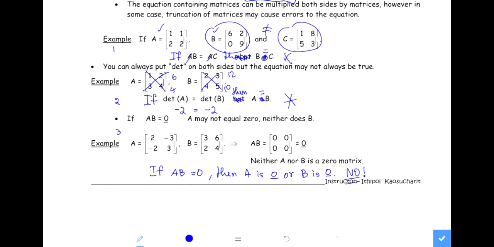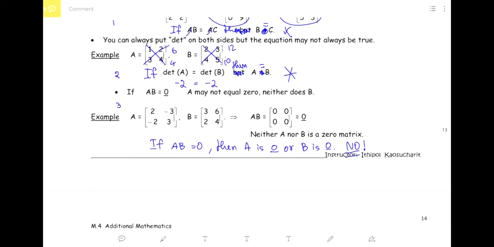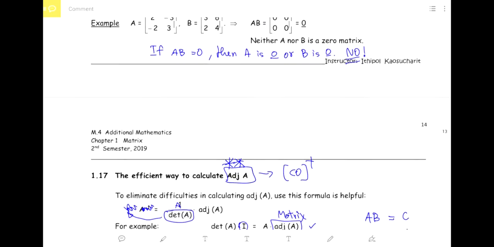So 1, 2, and 3. Be careful. If you are my good student, never make a mistake on this. Okay, let's go to the next page now.